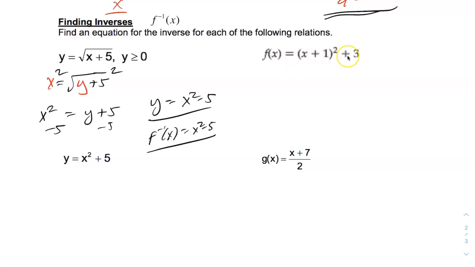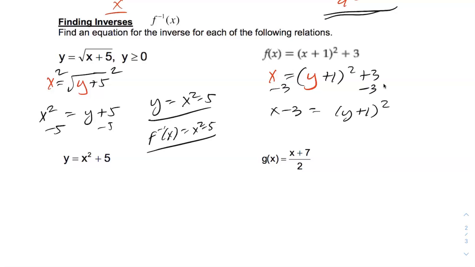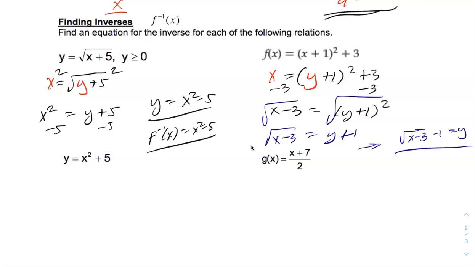Next one. f of x equals this. So step 1, switch x and y. Everything else the same. And then we're going to solve for y. So first thing I do is get rid of that 3 there. So subtract 3 from both sides. x minus 3 equals y plus 1 squared. Square root it. x minus 3 equals y plus 1. And then subtract 1. Again, I could have put a plus and minus here. I just left it off because we're going to assume they're all positive values. So there we go.